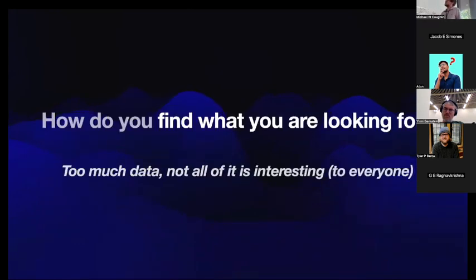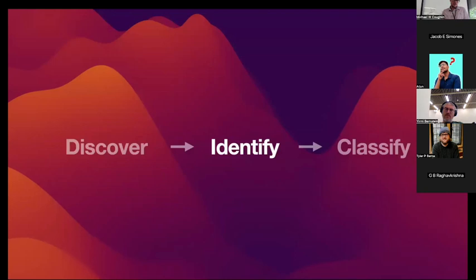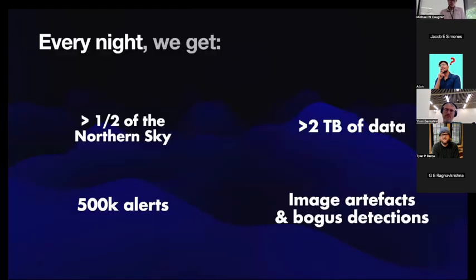Okay, so then the question is, with regards to these brokers, how do you find what you are looking for, right? If I have 1 million alerts, or 20 million alerts, it's too much data, right? And most of it's not interesting, at least to everyone. And so the idea is we need to identify techniques to down select that data stream to the objects that you care about in a way that is computationally plausible, and allows you to write the science papers that you're interested in. And so this is what we mean by this identification step.